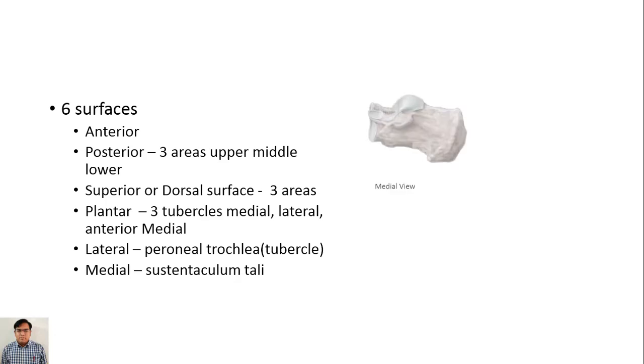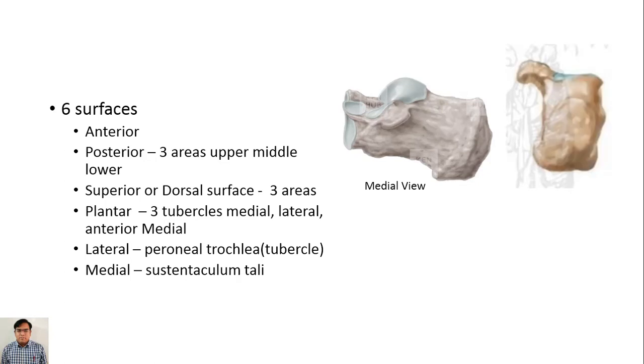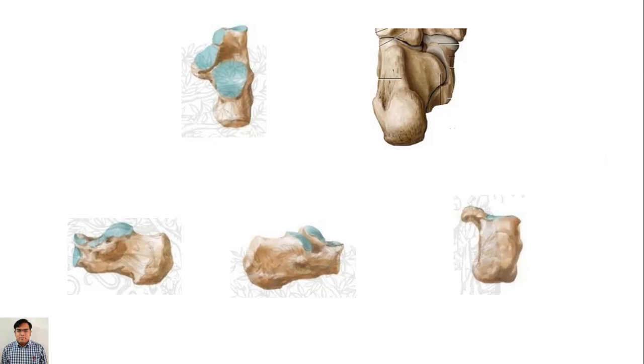Medial surface is having one bony prominence known as sustentaculum tali. So this is a posterior view, and here you can see one elevation medially. This is sustentaculum tali. So these are the different views. This is superior view, this is inferior view, this is medial view, this is lateral view, and this is posterior view of calcaneum.